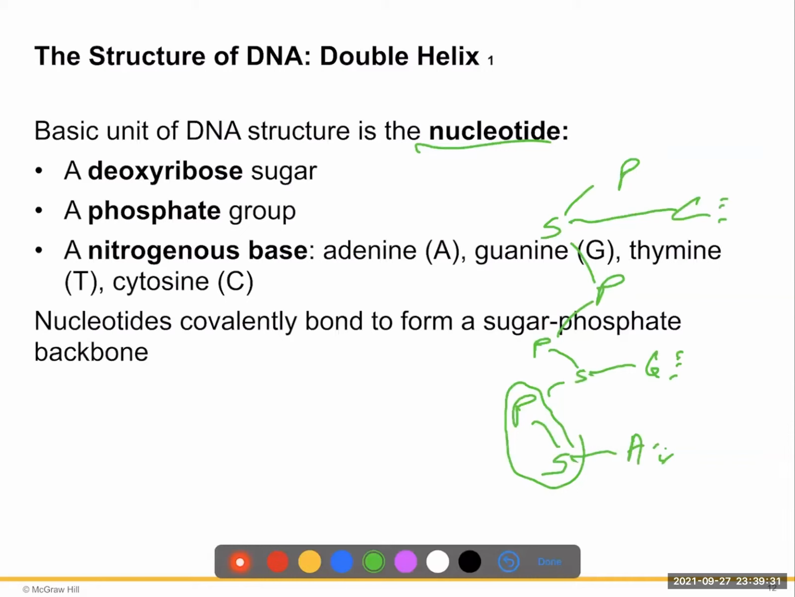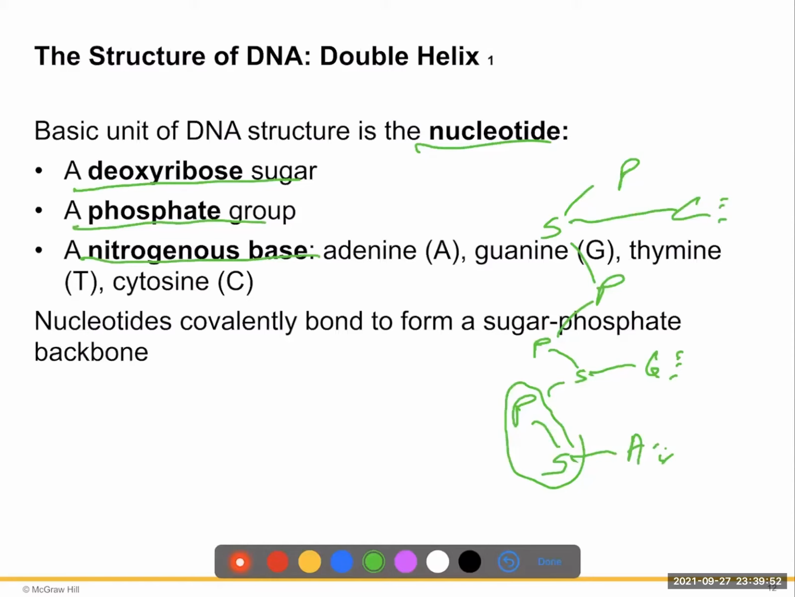Okay. So in DNA, it's a deoxyribose sugar. In RNA, it's a ribose sugar. You have a sugar, you have a phosphate group, and then you have a nitrogenous base, which is either adenine, guanine, thymine, or cytosine in DNA. In RNA, you don't have thymine, you have uracil. It's one of the differences between DNA and RNA.